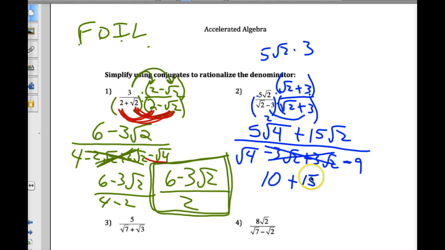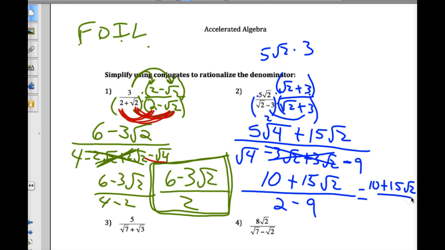10 plus 15 radical 2. You cannot simplify radical 2 over 2 minus 9. Where'd the 2 come from? Square root of 4. Okay? How much is 2 minus 9, guys? 10 plus 15 radical 2 all over negative 7. I think 10 plus 15 radical 2. Excellent question. 5 radical 4.